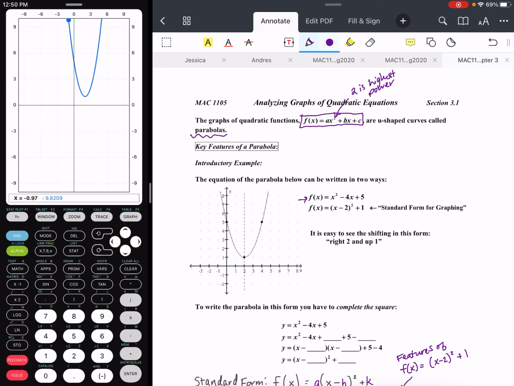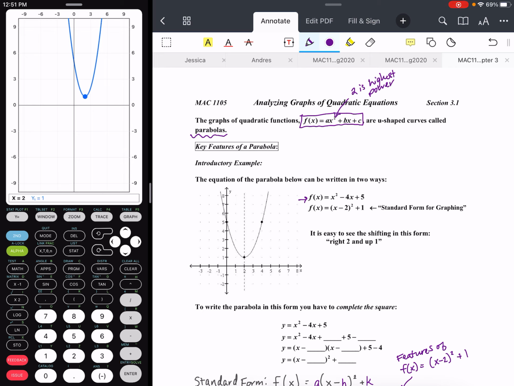Okay, and if I use my trace function, I can identify a few of these key points that are labeled on our paper graph. So for example, when I hit trace, if I type x equals 0, I get y equals 5. So we can see the ordered pair 0, 5. I can see the ordered pair for x equals 4, y also equals 5. And then at x equals 2, I see the ordered pair 2, 1, right?